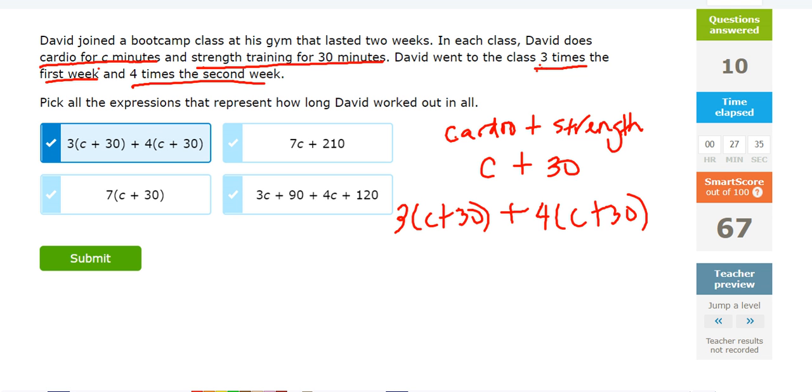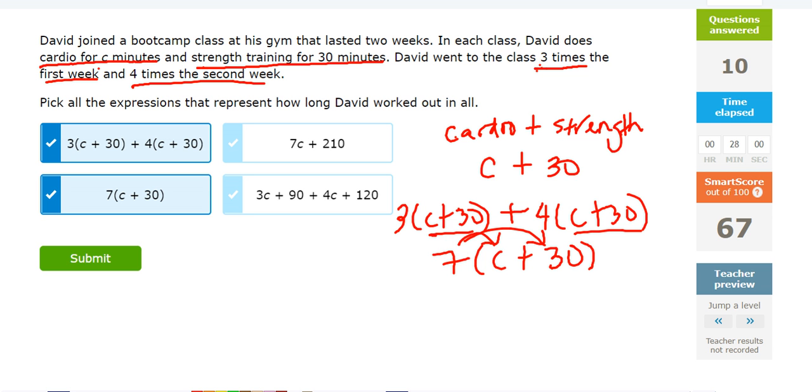Now from there, I'm going to look for equivalent expressions. Well, since I have C plus 30s, I can now see that 3 plus 4 is just 7 C plus 30s. All right, that means that there's a second choice. Because again, they both have C plus 30s. From there, I can look and say, okay, well, if I distributed 7 times C plus 7 times 30, that will give you 7C plus 210. Well, there's the other choice.